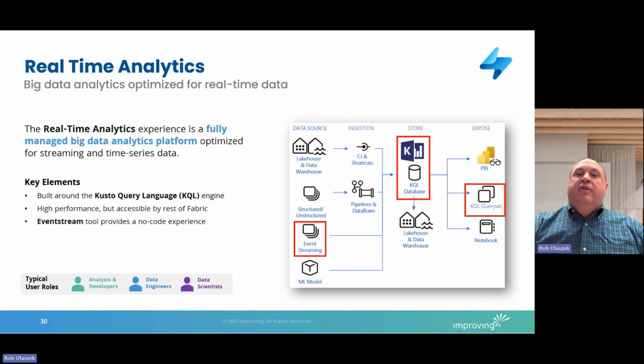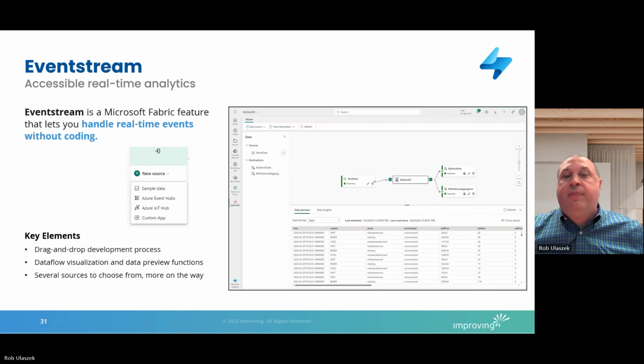Towards that end, the real-time analytics experience is a fully managed big data analytics platform optimized for streaming and time series data. The experience is built around the Kusto Query Language, or KQL engine, which provides exceptional performance for searching gigantic amounts of structured or unstructured data. Data loaded in the KQL database can be accessed in OneLake and is exposed to other Fabric experiences. The KQL query set can save and share queries that can be used to generate Power BI reports. The Event Stream tool even provides a no-code experience for capturing, transforming, and routing real-time events. Let's take a closer look at Event Stream.